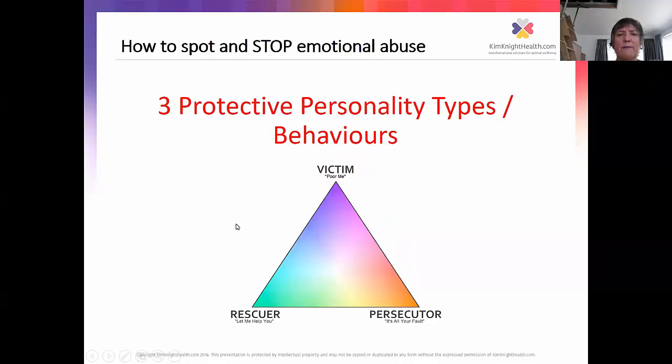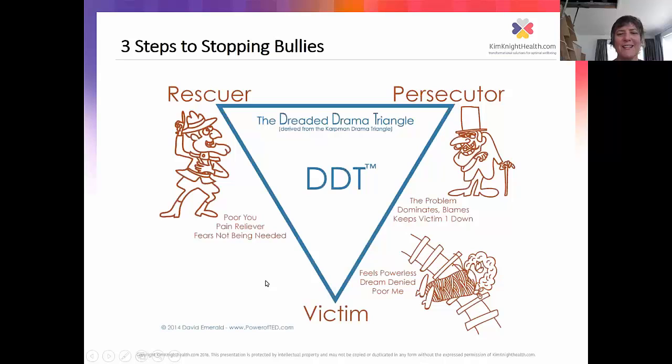And we have what we could call 3 protective personality types or behaviors. We have the victim, the rescuer, and the persecutor. So obviously, usually people correlate the persecutor with the person who's doing the abuse, the victim with the person who's being abused, and the rescuer is the person trying to get in between the victim and the persecutor, trying to save the day. And here's just another little cute diagram showing the same thing.